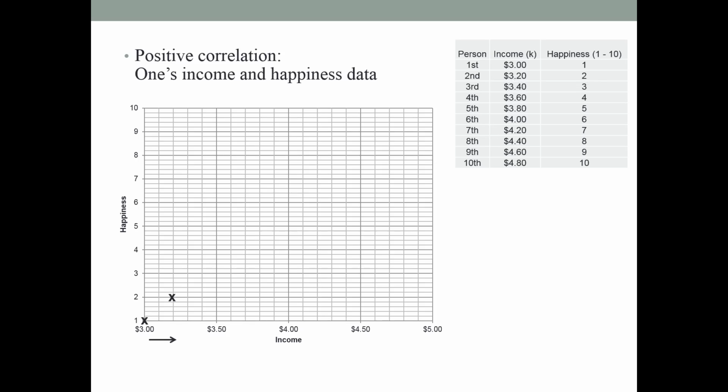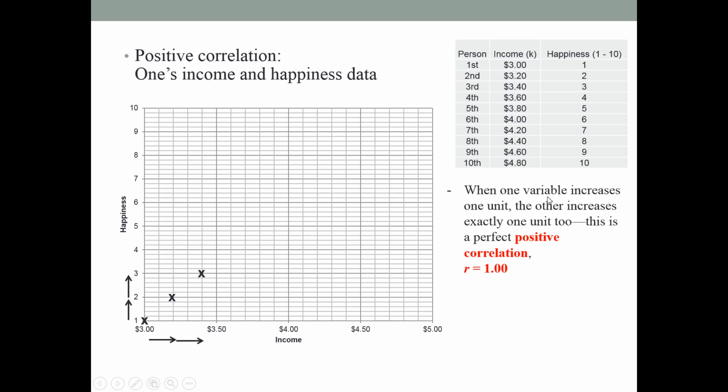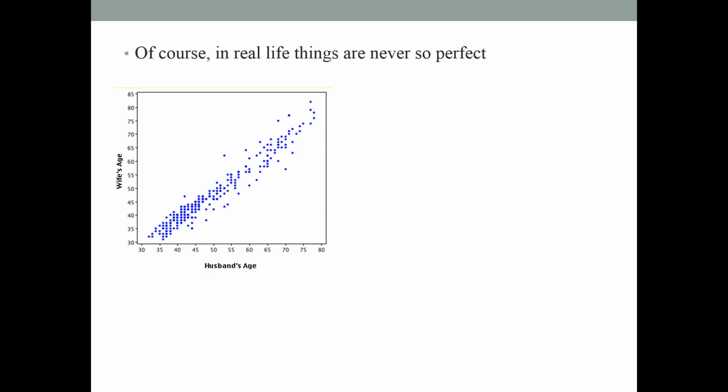Go like this. Now you see here, when this factor increases 1 unit, the other one increases 1 unit as well. Just keep on plotting. Now the third person is 3.4 versus 3. This is right here. Again, when this factor increases 1 unit, the other one increases 1 unit. If that's the case, one variable increases 1 unit, the other increases exactly 1 unit. This is a perfect positive correlation. R equals 1.00. Okay, let's plot all the data in. As you can see, it's a straight line, right? That's positive correlation.